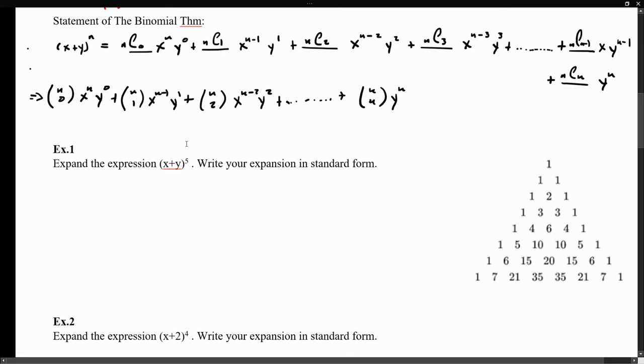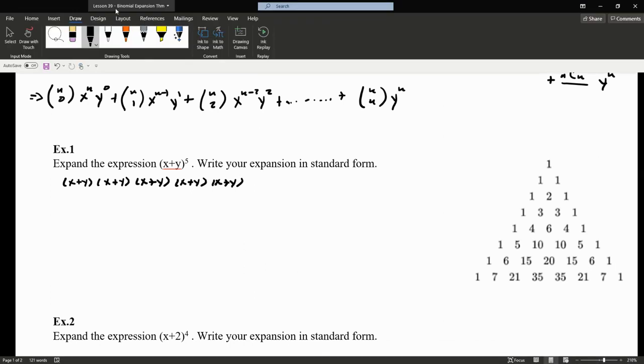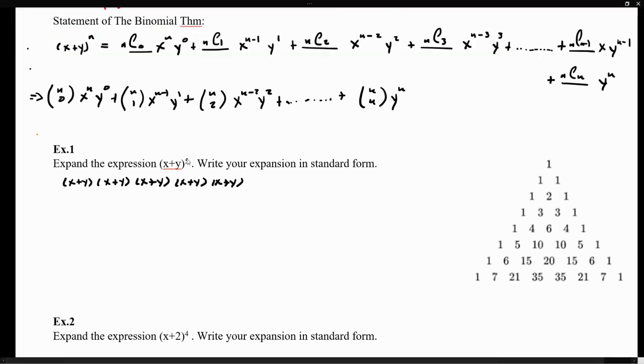Again, we've got two ways to go about it. The first way is to write down x plus y five times and then distribute whatever we get. That's a lot of computation. Or we can use the binomial theorem. So what does the binomial theorem say? Well, it's saying, look, take a look at the exponent that you have here. So we've got x plus y all to the fifth.